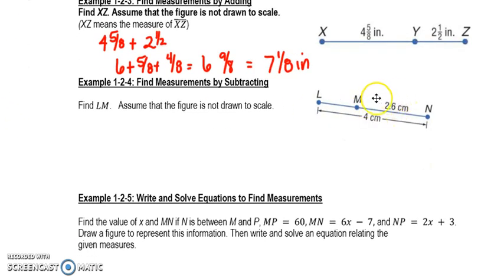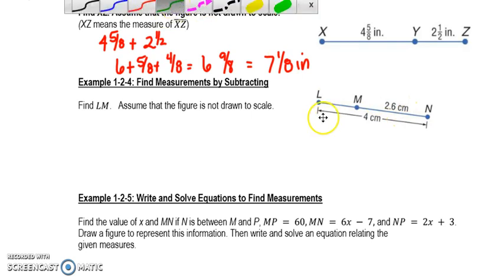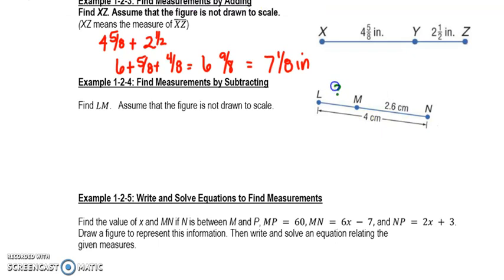Decimals are a little bit easier, but this time they're giving us the whole length and they're giving us a part, so we need to figure out what this part is. So we know LM plus 2.6 is equal to that whole of 4. So now we can go ahead and subtract that 2.6 from the 4. And that's going to leave us with what LM is, which is 1.4 centimeters.